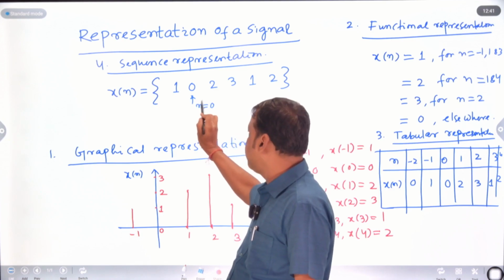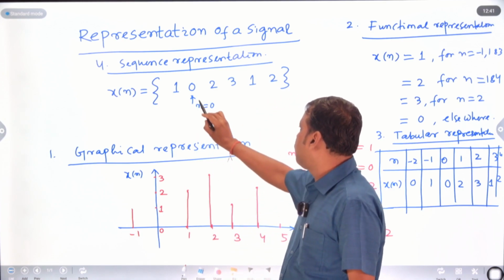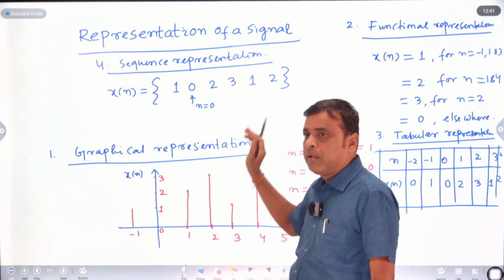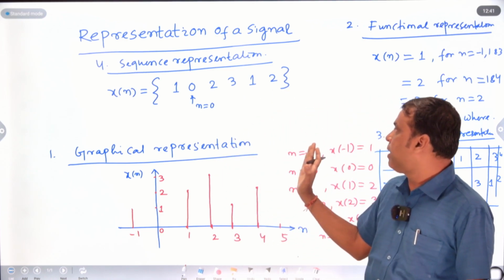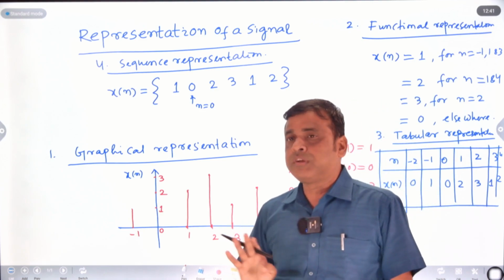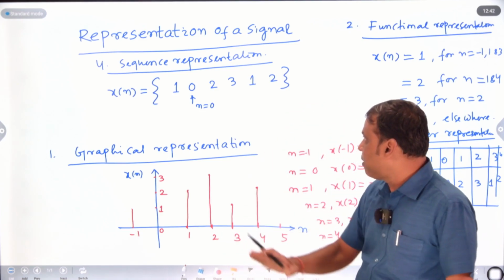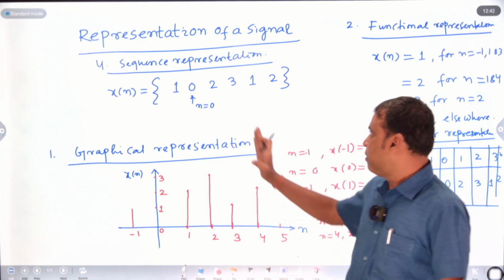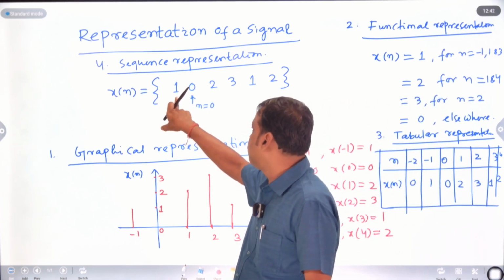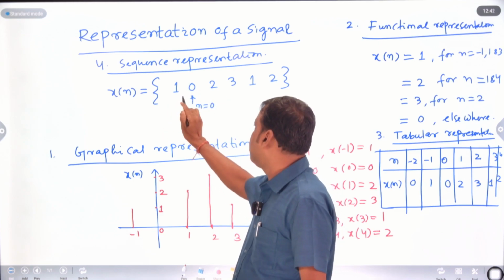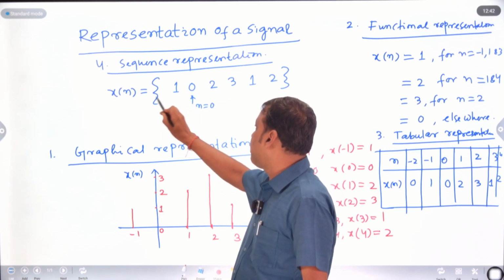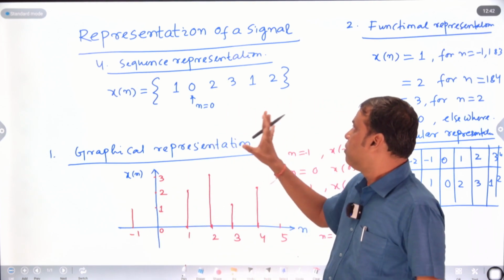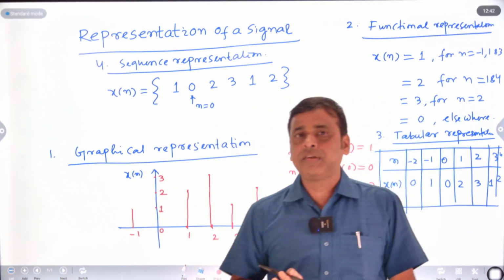From this arrow mark, you will understand n equal to 0, 1, 2, 3, 4. The right side of the arrow mark indicates n equal to 1, 2, 3, 4, etc. The left side of the arrow mark is for n equal to -1, -2, -3, like this. On the left side of the arrow mark there is only one value, that is 1. You will understand that for n equal to -1, x of -1 is 1. This is all about the sequence representation of discrete signals.